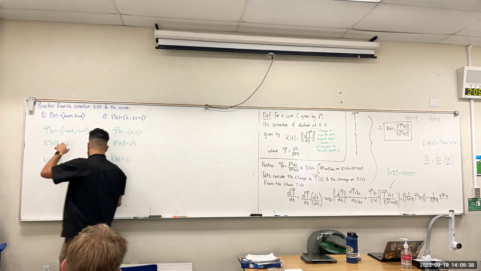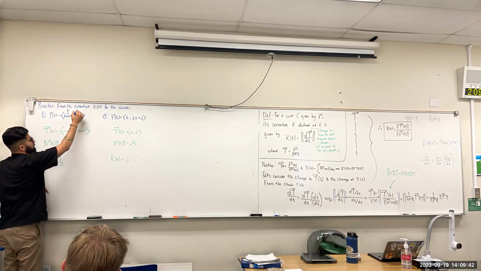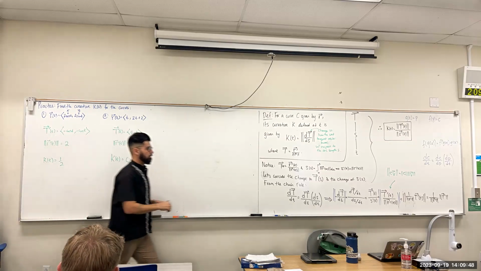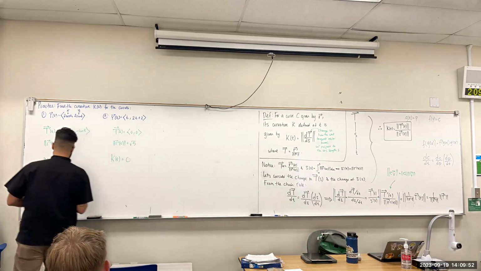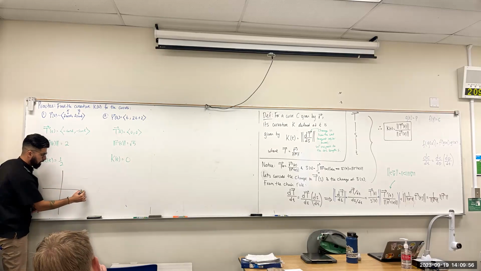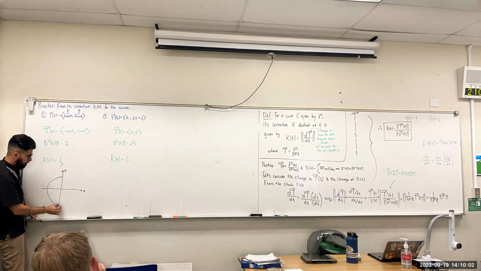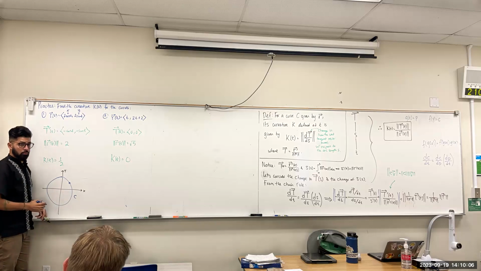And notice, if x equals 2 cosine t, and y equals sine of t, what is that parameterizing in the R2 plane? What is it? It's going to be a circle of radius 2. Yeah, so what this actually is, the curve C is a circle of radius 2.